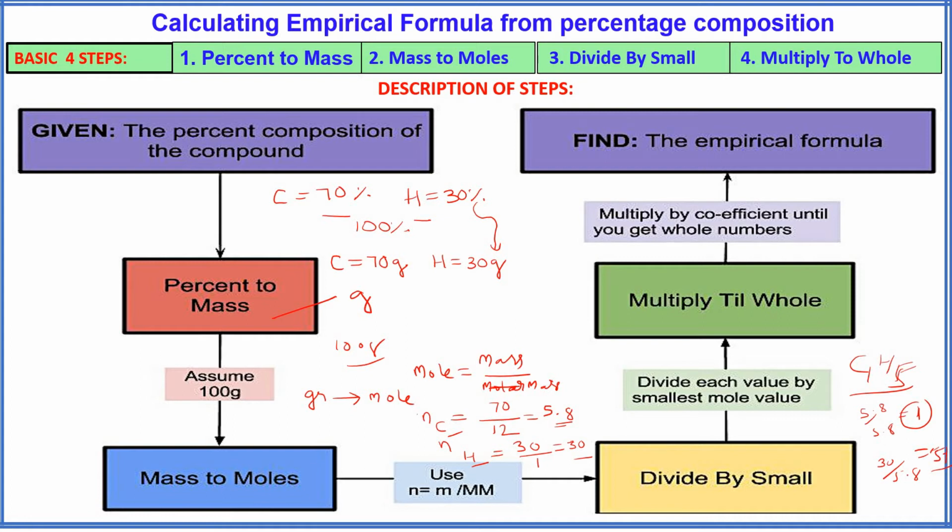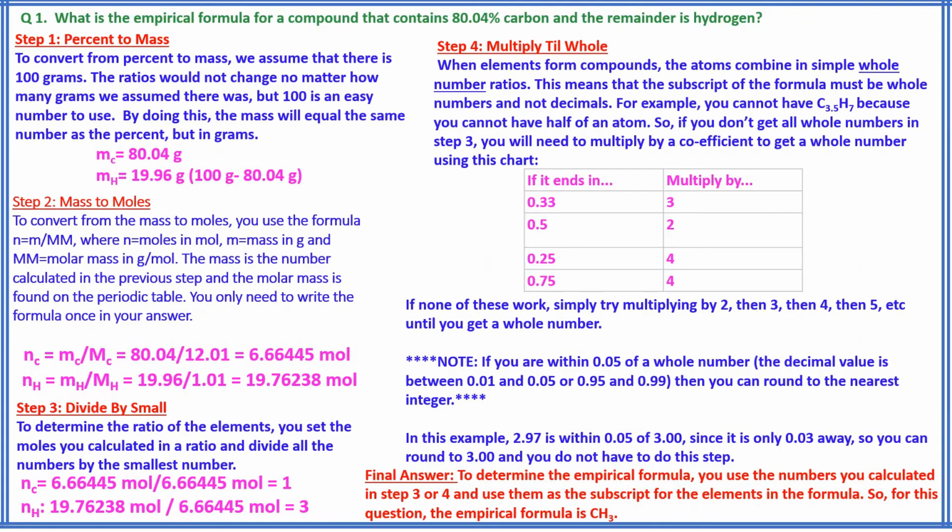This CH5 is the empirical formula here. Now let me take one problem. The question is: what is the empirical formula in which the percentage of carbon is 80% and the remaining is hydrogen? Carbon is 80%. First step, conversion of percentage into mass. Actually 80.04 percent carbon. The remaining percentage of hydrogen will be 19.96.